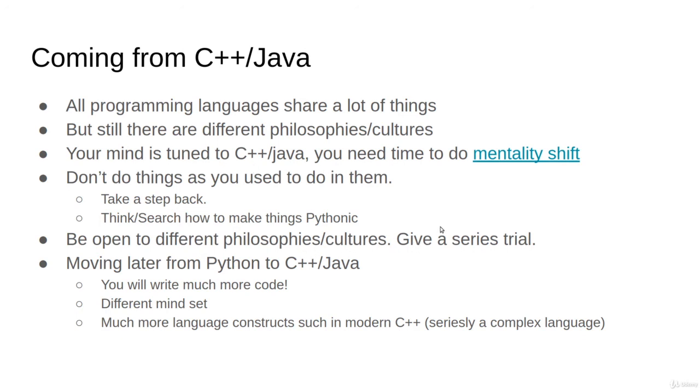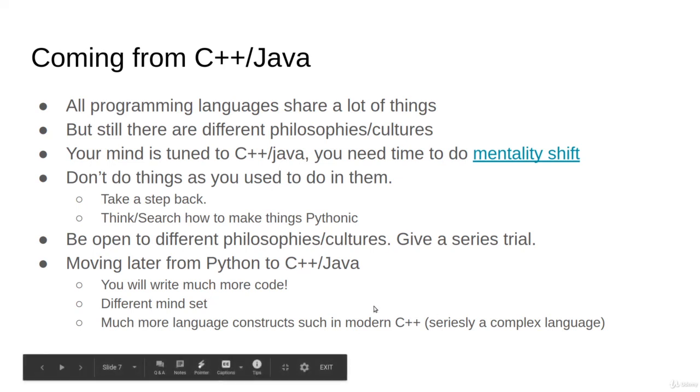And as I said, if you are moving later from Python to C++, expect to write like 10 times extra code. In these programming languages, you have much more control, and this comes with a disadvantage. They are very different mindsets. The constructs of a language like C++ are seriously huge. So Python versus C++ is really a big deal. Yeah, that's all.